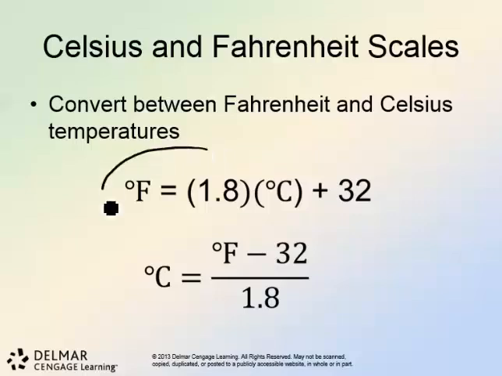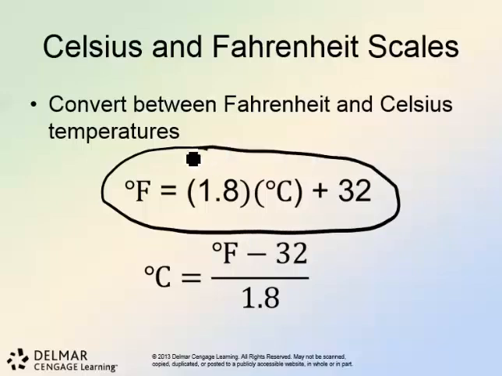If you memorize this top formula, this formula converts Celsius into Fahrenheit. So you put degrees Celsius in for the C, you multiply it by 1.8 and add 32, and you'll get the equivalent degrees Fahrenheit. So again, where the C is, that's where you put your degrees Celsius. You multiply according to the order of operations. We have to multiply before we add.